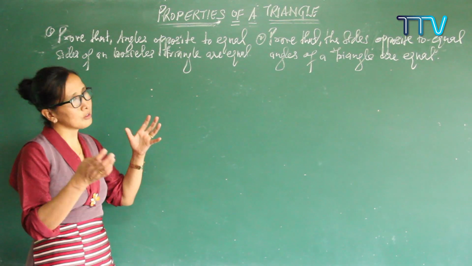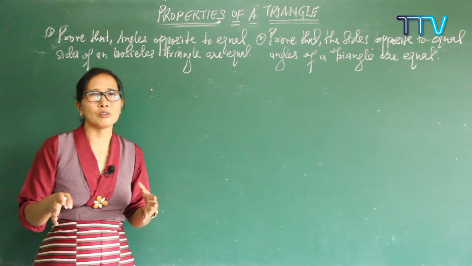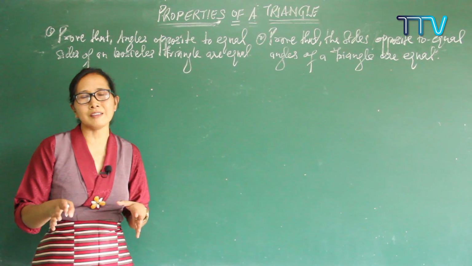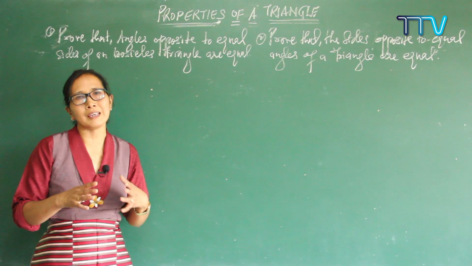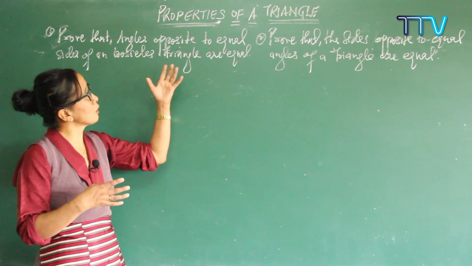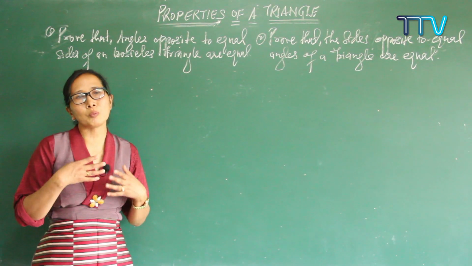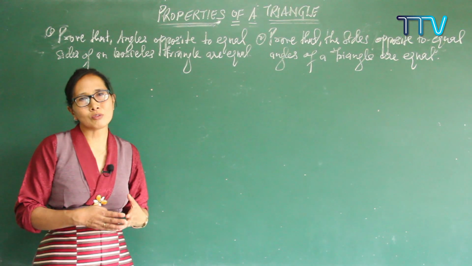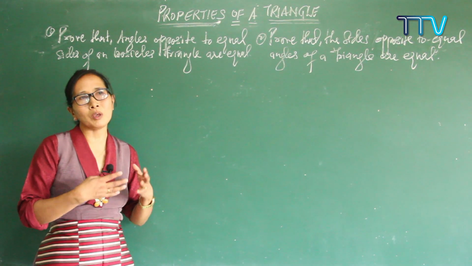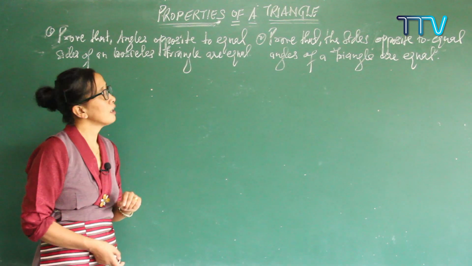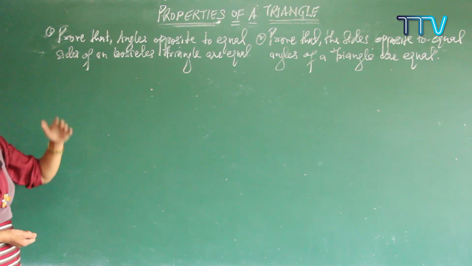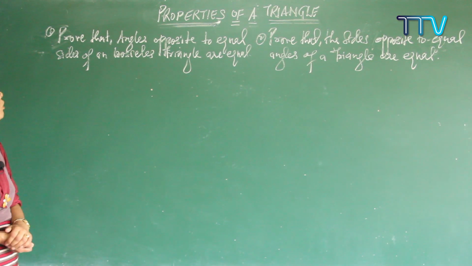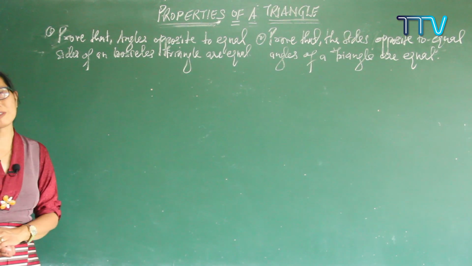You have already done this in class 8, you have already learned it, you use it in exercises, but you don't know how to prove this one. And you have to know why we are getting this kind of properties. So we are going to prove two theorems today, so that you come to know why we are using this reason. Do you remember this one? The first theorem says: prove that angles opposite to equal sides of an isosceles triangle are always equal.